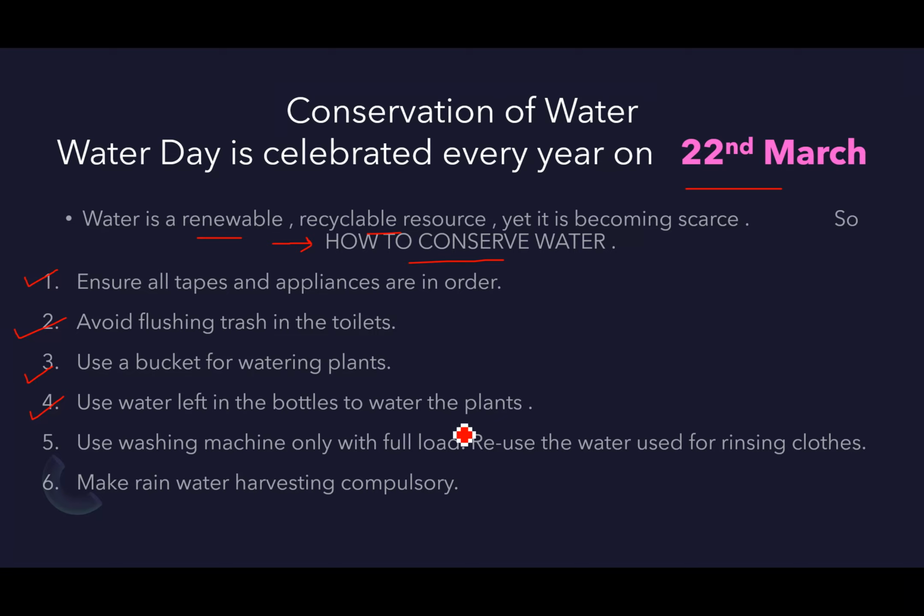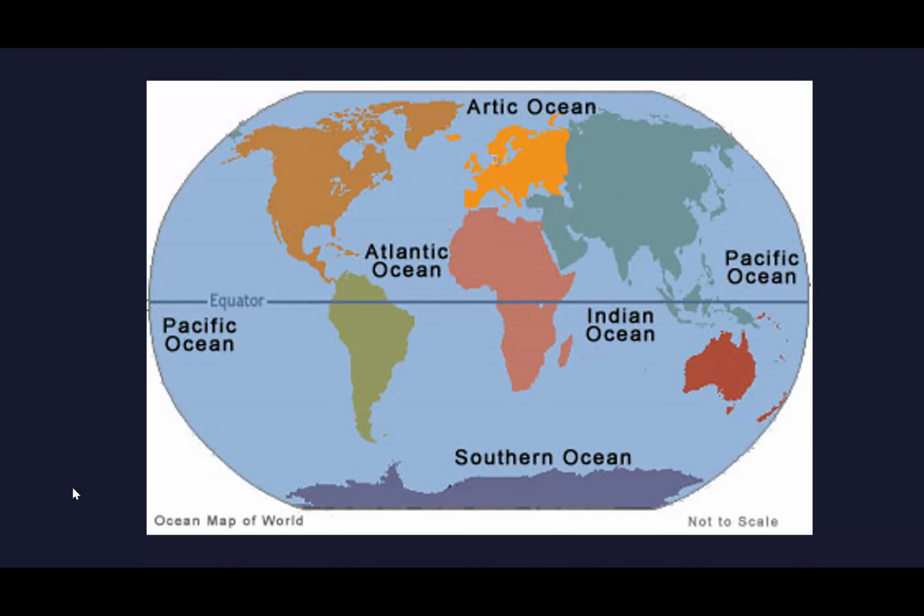Of course, when you go to school and you carry your water bottles, it's very rarely that they are finished. So whatever water is left in your bottles when you come back from school, rather than putting it in the drain, it'll be a good idea to water your plants. Oops, I'm so sorry. Okay, use the washing machine only if the load is full. Reuse the water used for rinsing clothes, and I think making rainwater harvesting compulsory will also solve this problem.